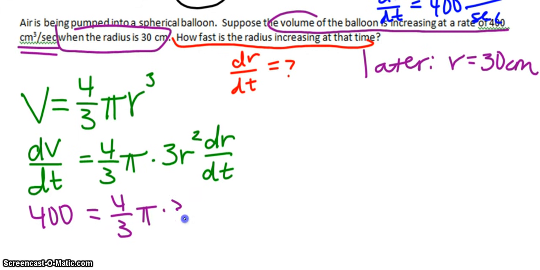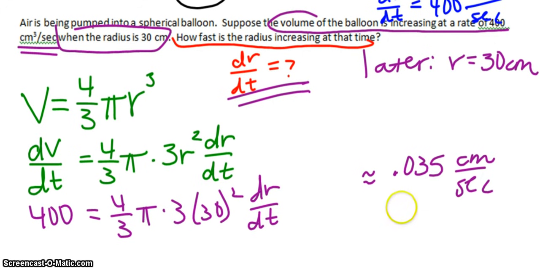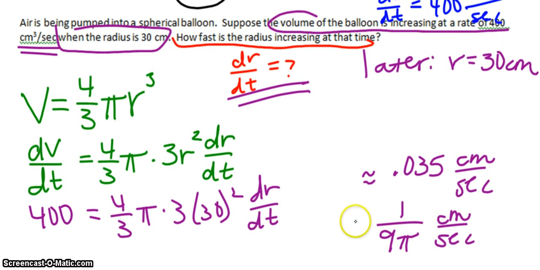And that leaves only one thing that we don't know, which is a good situation. Conveniently, dr dt is not only the thing we don't know, it's also the thing we want to know. Clean it all up, and we end up with dr dt being 0.035 centimeters per second. Or, if you want to keep that pi in pi form, it would be 1/9 pi centimeters per second.